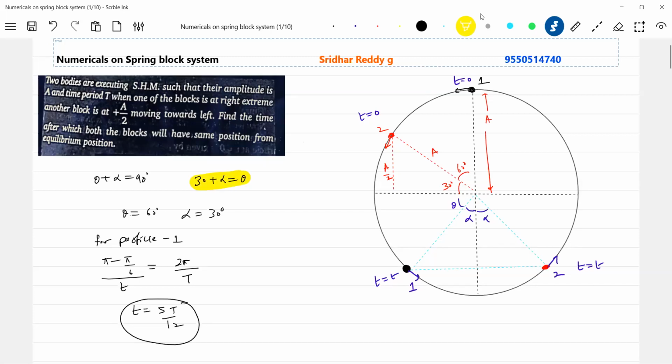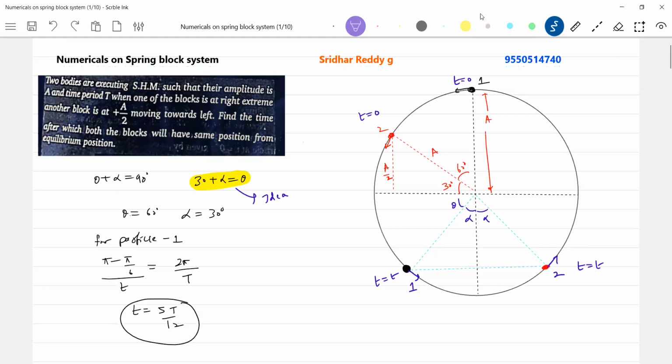Did anybody flash at this idea? Okay, fine. Otherwise, gone over. Be it teacher or student, anybody. So whenever two blocks are there, do take help of this circle only. This is the best available approach, is what I am concluding myself. If they ask you to compare two blocks, take help of the circle only. This is the best approach.